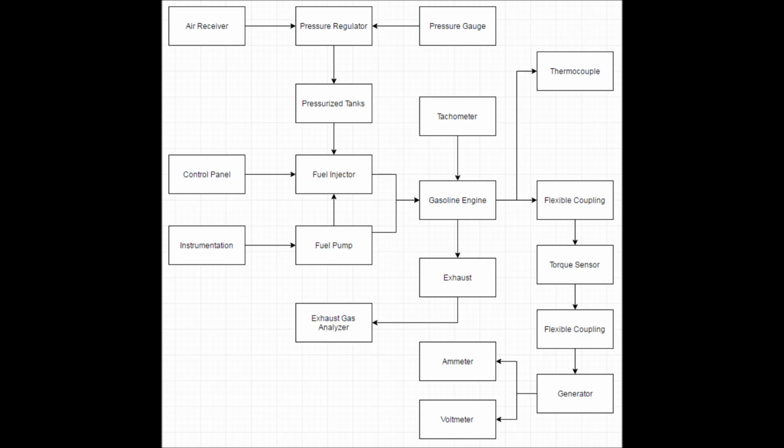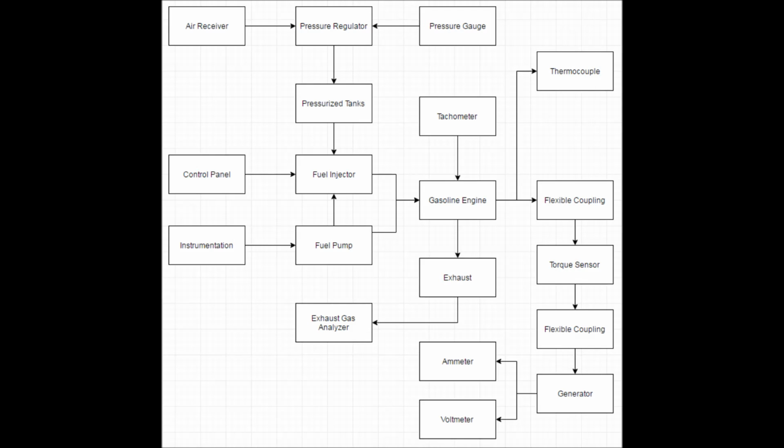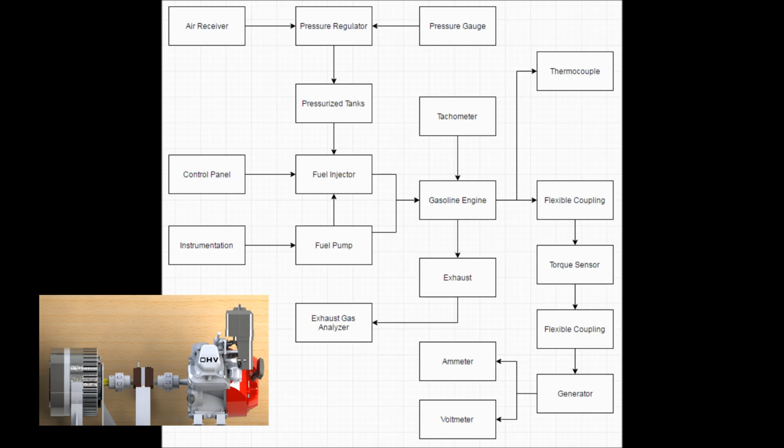With the right amount of air and fuel mixture, it will now flow in the gasoline engine, which will be measured with the tachometer for its RPM. The gasoline engine will have 2 outputs. First is the exhaust, which will also be required for the analysis of its emissions. This will require the exhaust gas analyzer. Another output will be for the generator.